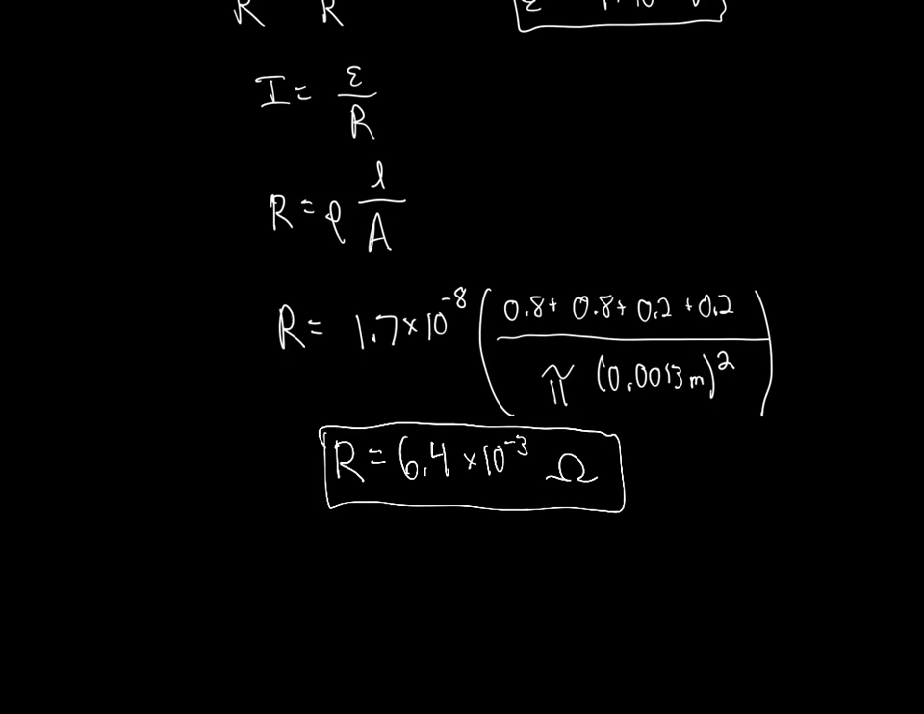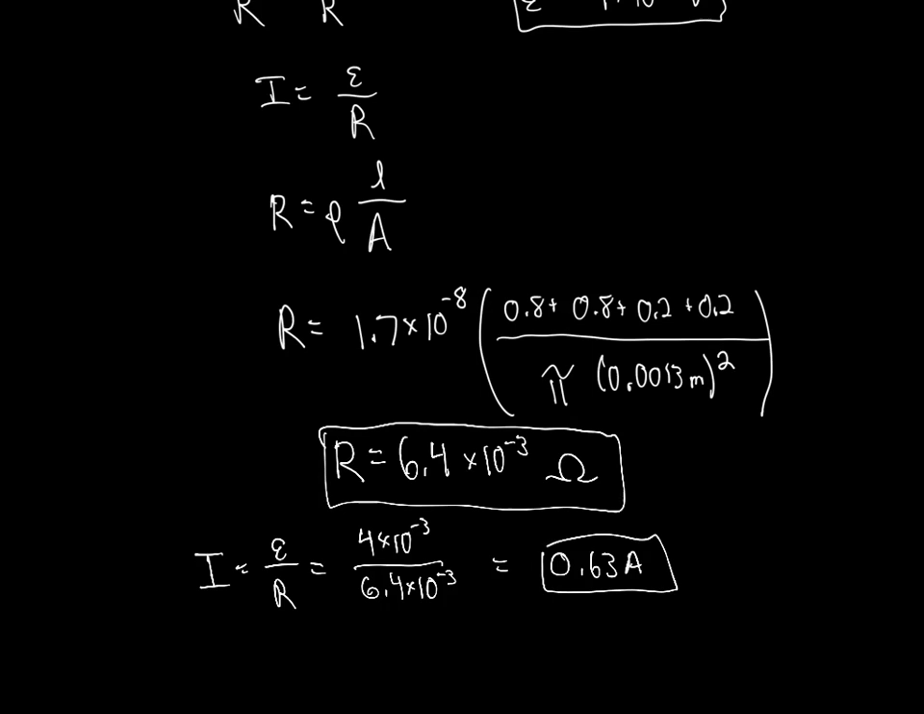How did I find the radius of the wire? They gave it to us. They tell us that the wire is made of heavy copper wire of radius 0.13 centimeters. So now I can calculate what the current is by taking the EMF and dividing by the resistance. 4 times 10 to the negative 3 divided by 6.4 times 10 to the negative 3, and I get my current is 0.63 amps. There's my induced current.